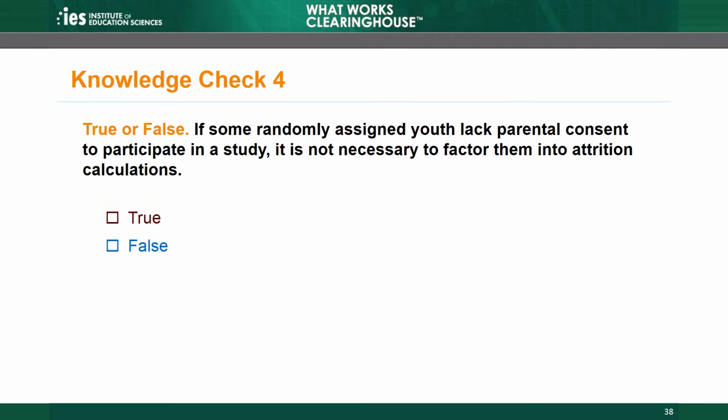According to the WWC, loss of sample due to lack of consent after random assignment is attrition, and the overall and differential attrition calculations should include this attrition. After a study randomly assigns individuals, it should collect data for all of them.